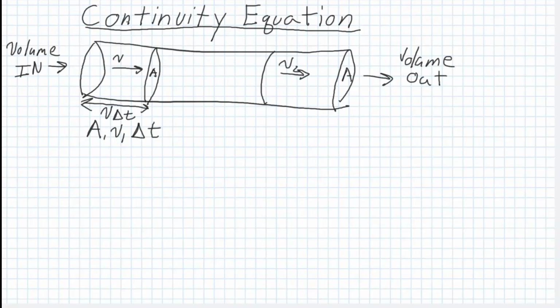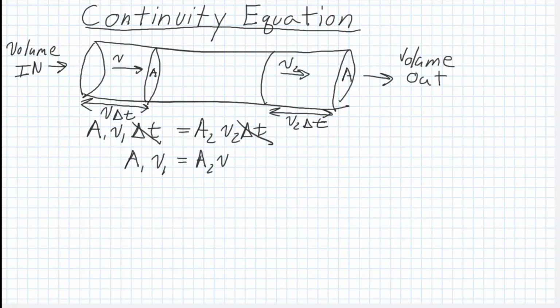I can do the same for the right-hand section of my pipe, and since it's got a cross-sectional area of A2 at the end of the pipe, it's got a speed of V2, and it's got a time that the fluid takes to flow from one section that I'm interested in to the next. So if we kept the time the same, that drops out, and we see that the cross-sectional area times the speed of the water entering the pipe equals the cross-sectional area and the speed of the water leaving the pipe.